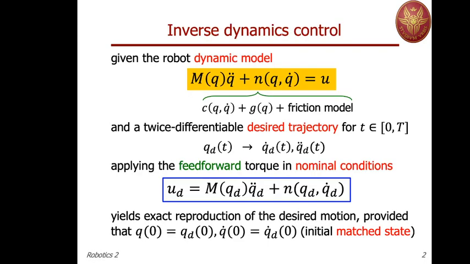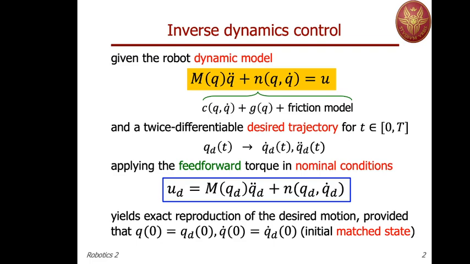So the first possibility of reproducing a desired trajectory in the joint space is to start from the robot dynamic model, here expressed in the symbolic Lagrangian form. For the matter of this presentation, we will merge all the non-inertial terms, so except for the inertia matrix times acceleration: Coriolis and centrifugal terms, gravitational term, whatever friction model we are including, into a vector n of q, q dot, just for the matter of compactness.